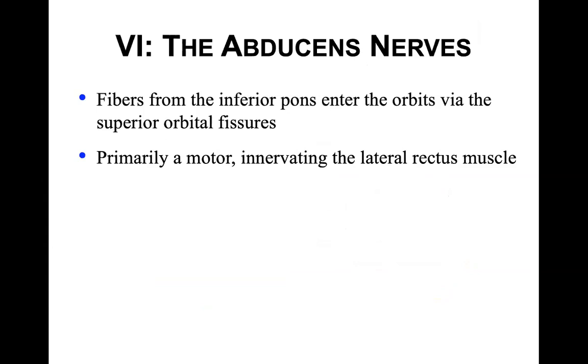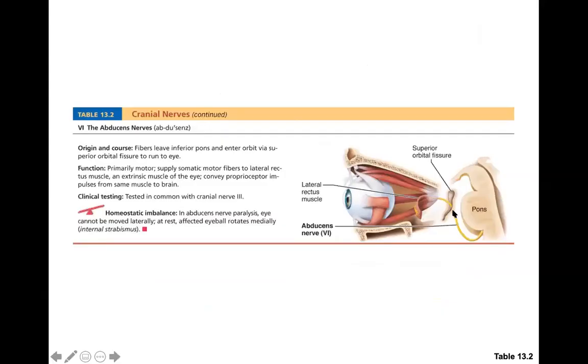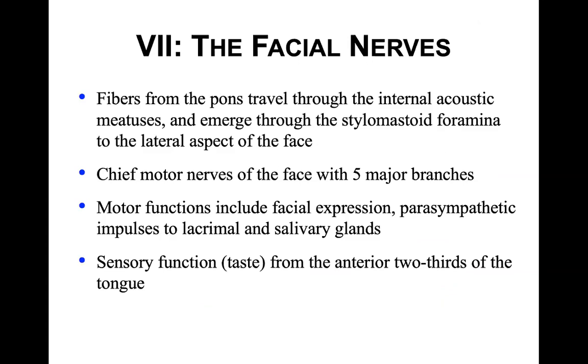Number 6, the abducens nerve. The fibers from the inferior pons enter the orbits via the superior orbital fissure. This is also a motor neuron that innervates the lateral rectus muscle. And again, you can see the innervation right there on the lateral rectus muscle, and again, primarily a motor neuron.